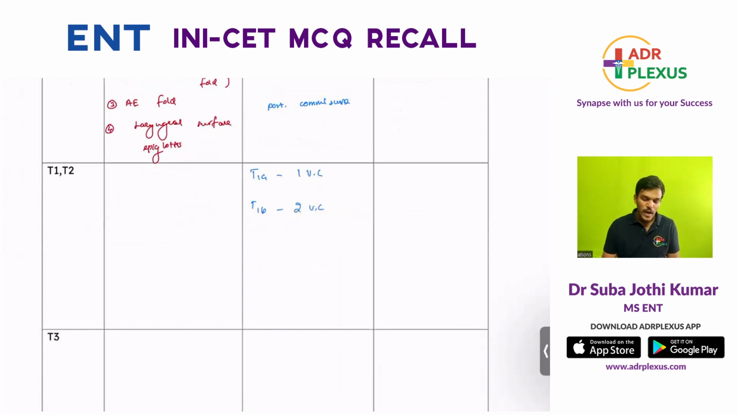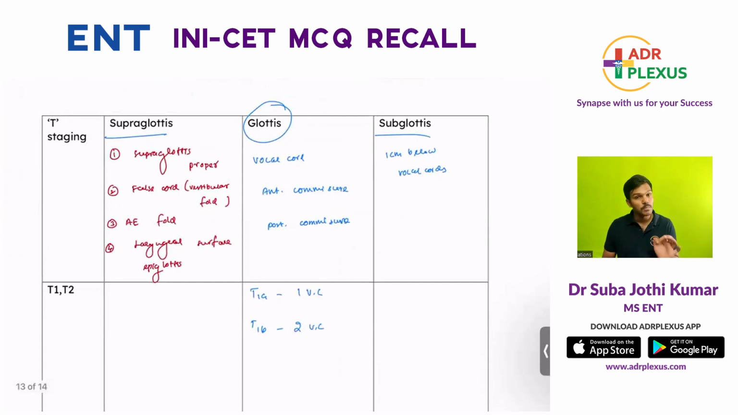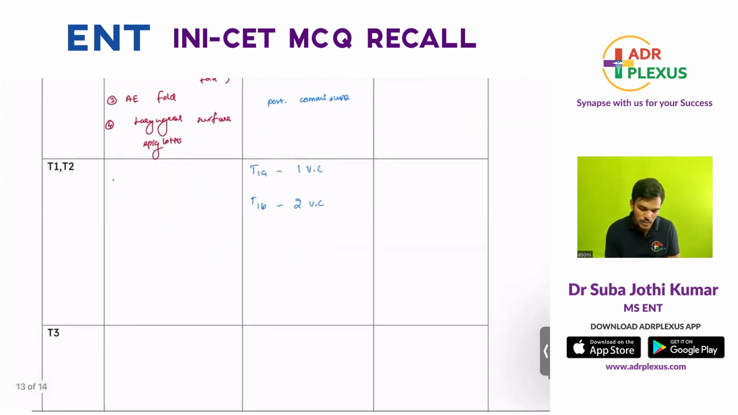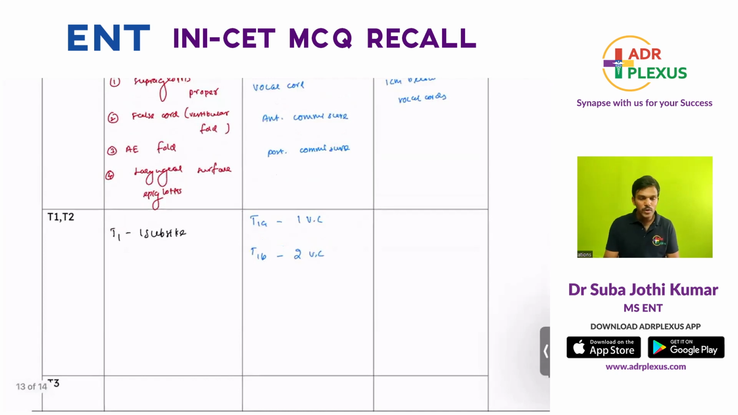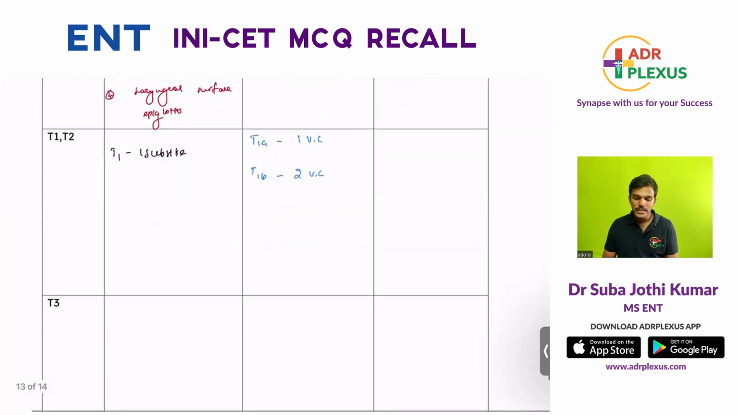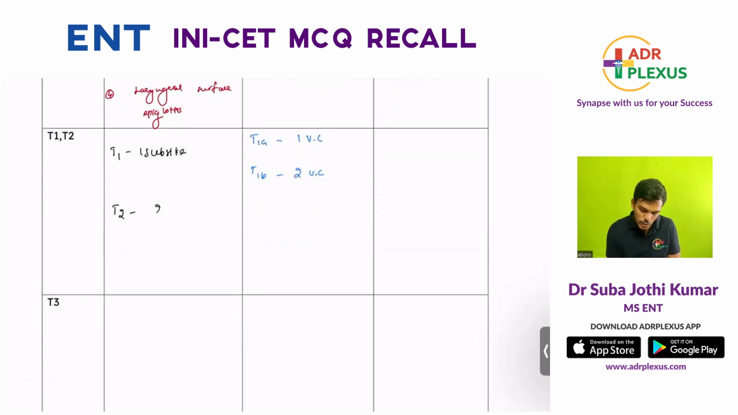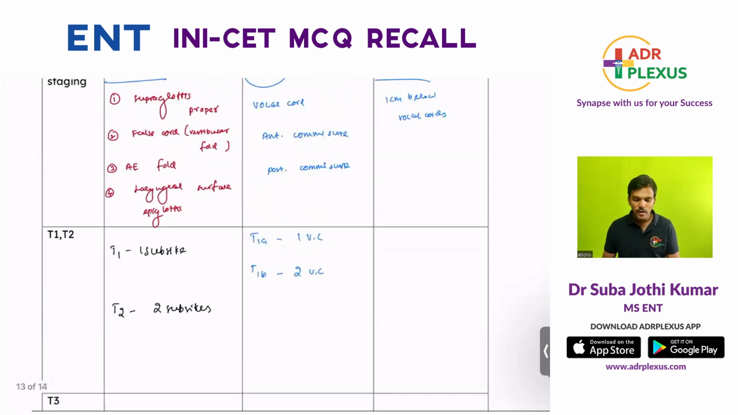Now, I have told you 4 subsites in supraglottis. So if one subsite is involved, it is T1. It could be any subsite. It could be the laryngeal surface of epiglottis. It could be a vestibular fold. Any single subsite will be T1 in carcinoma supraglottis. In T2, 2 subsites. So if your tumor involves supraglottis proper and false cord, it is T2.